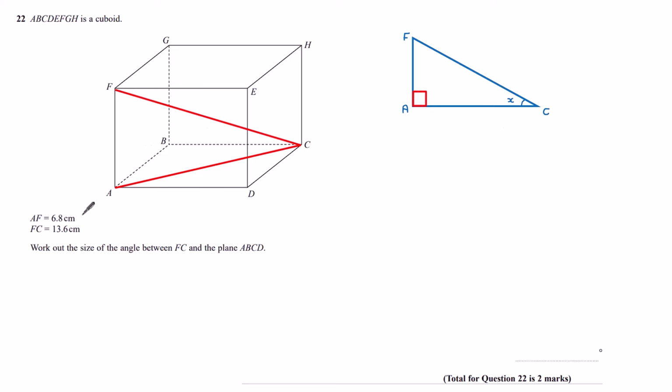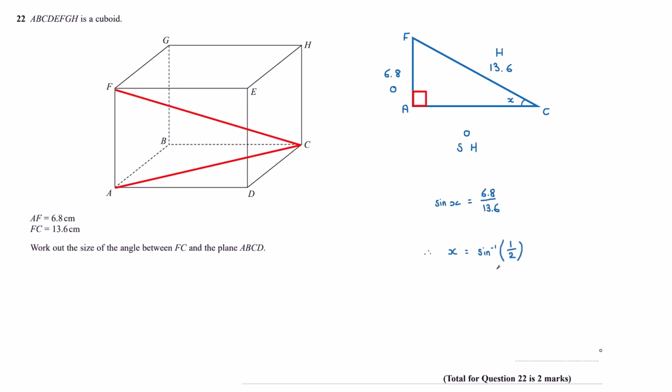Now I know FA to be 6.8 centimeters, and I'm also told that FC is 13.6. So I have two sides, and I want an angle in a right-angled triangle. This side here is opposite my angle, and this is my hypotenuse. And when I have O and H, I can use the SO triangle from SOHCAHTOA, which is to say that sine of my angle X is equal to my opposite, 6.8, divided by my hypotenuse, 13.6. Now, this doesn't look particularly nice, especially on a non-calculator paper, until we note that 6.8 over 13.6 is a half.